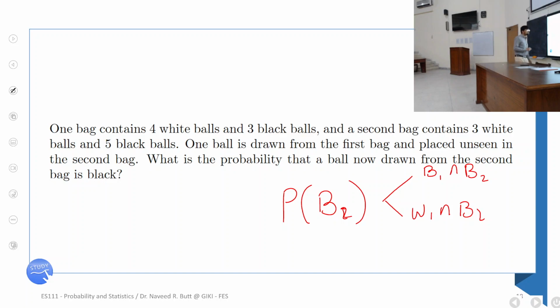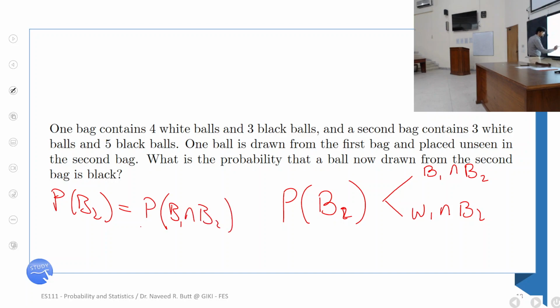Do they span the sample space of the first bag? Yes. That is all you could have done. कोई yellow ball तो नहीं आनी इसमें से. So this satisfies both conditions of total probability. Okay. When it does that, we are normally able to say, even without knowing the formula, you can simply say that probability B2 has to be probability B1 and B2 plus probability W1 and B2.